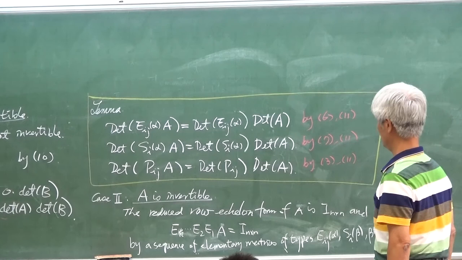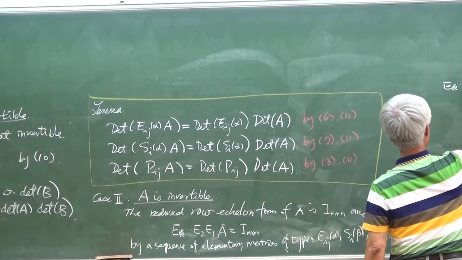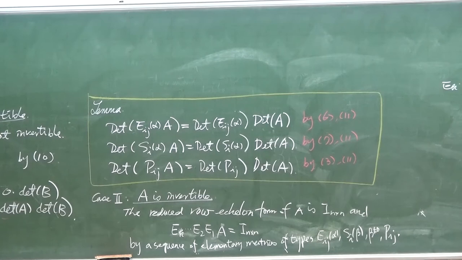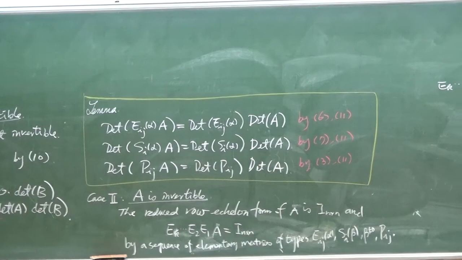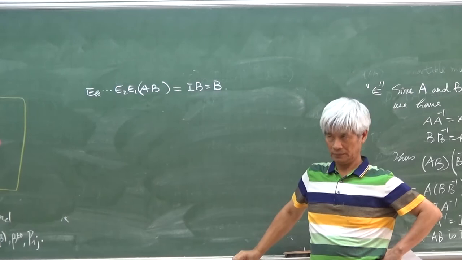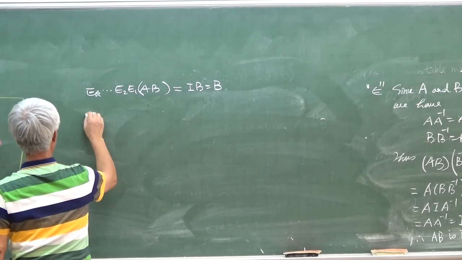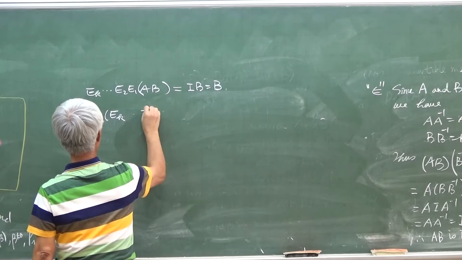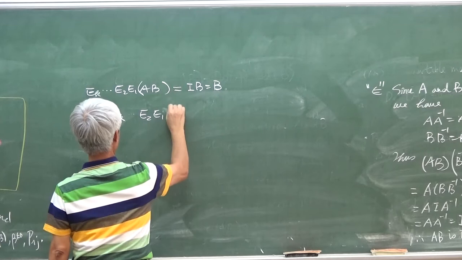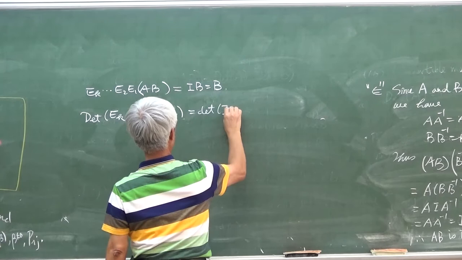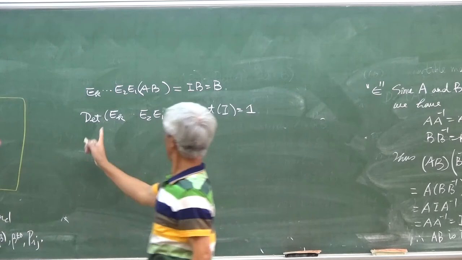Okay, now we apply the same sequence to AB. Now we can apply that, right? And this is what? Okay, so we have two identities, right? Two equations. And now I apply the determinant function to them. The determinant of D_k ... D_1 equals the determinant of I, and that equals 1 already.